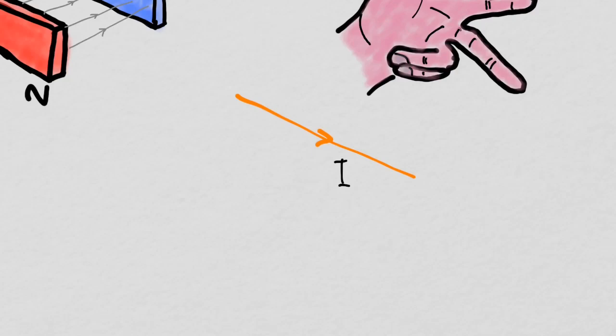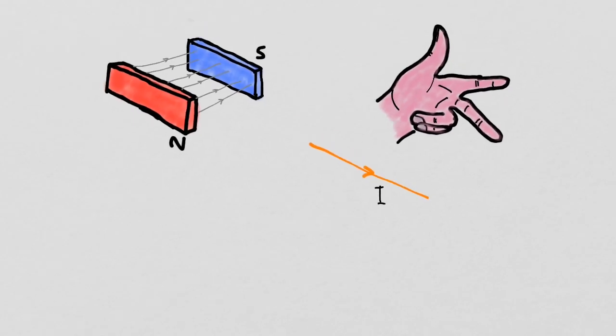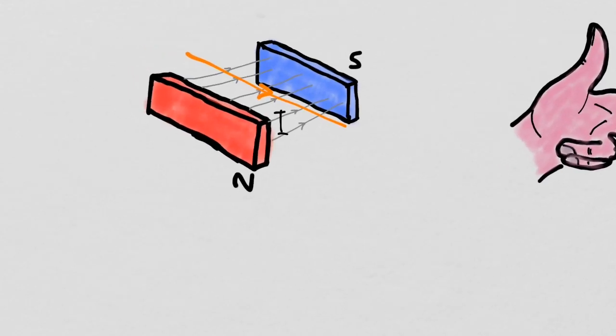Now if I take this wire that's generating a magnetic field and place it into a different magnetic field, then the two magnetic fields will interact with each other. So the magnetic field of the wire will interact with the other magnetic field. For example, if I place this wire here between these two magnets, the two magnetic fields are going to interact. So that orange wire will therefore experience a force.